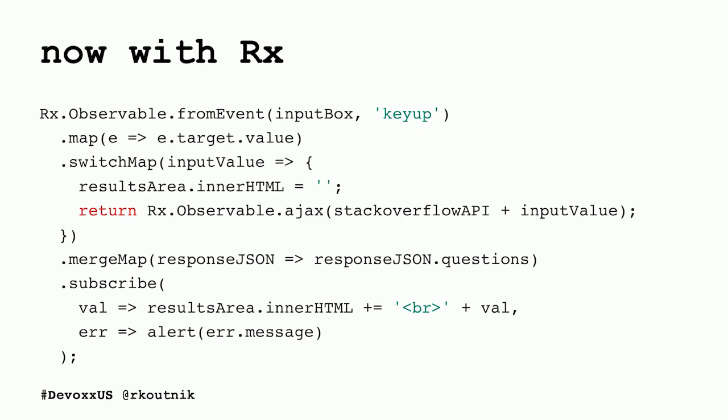We see Rx observable Ajax. We haven't heard of this before, but I bet we can make a really good guess as to what it does. Does it make an Ajax request? And the answer is yes. To the URL we pass it, it makes a request. And it comes back as an observable, comes back with the result of the Ajax request.